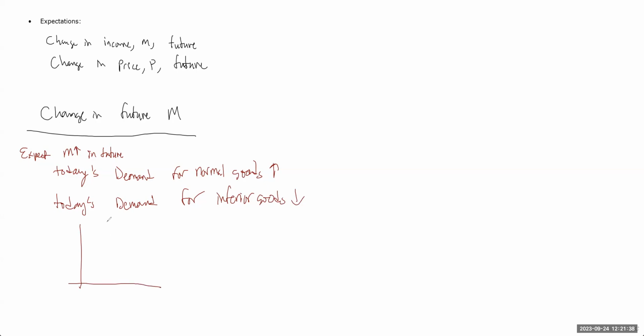So here's steak dinner. This is the demand curve, price of steak dinner, quantity of steak dinner. You or your family or whoever got a raise, or you expect to get, I don't know, your grandma died, you expect to get some money. So what do you do? You want more steak dinner. Normal goods go up. Okay.